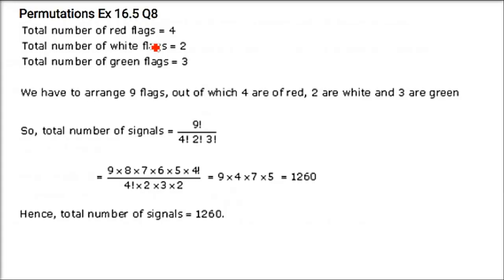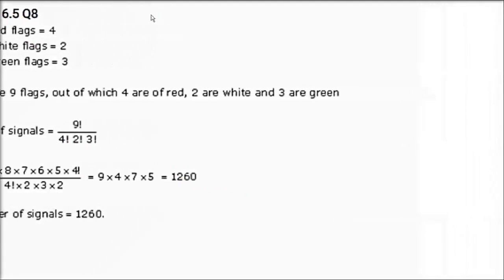How many different signals can be made from 4 red, 2 white, 3 green flags by arranging them, all of them vertically on a flag staff? So we have 4, 2, 3. In all we have 9 flags, and so 9P9 is the total way of arranging them. But what is repeated? Red 4 times, white 2 times, green 3 times. So we get factorial 9 by factorial 4, factorial 2, factorial 3. 1260 is the answer.